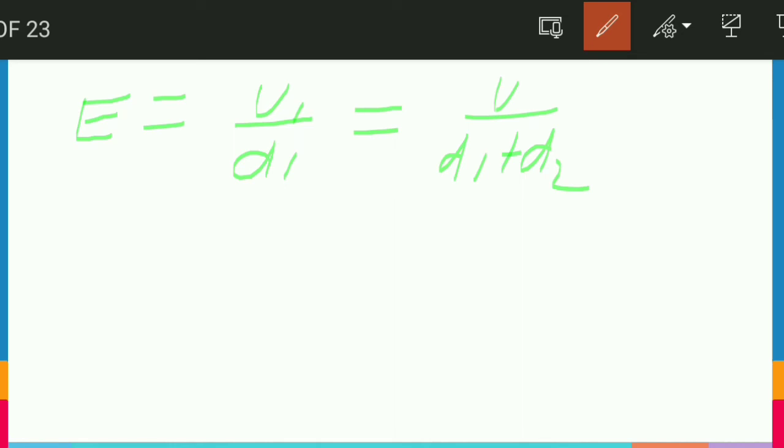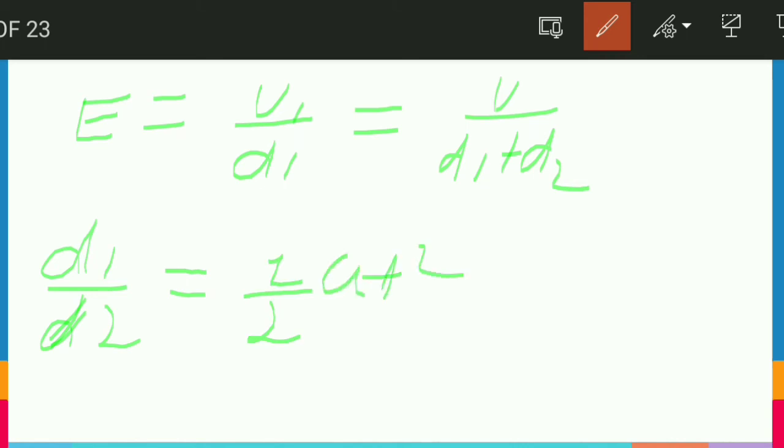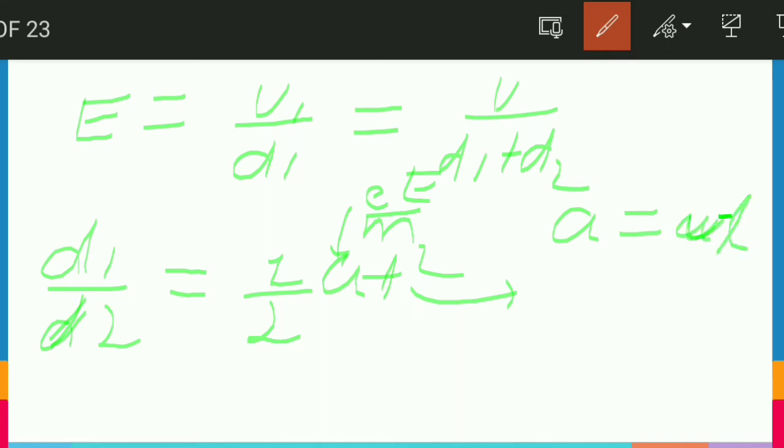So friends, now what we can write, if it has to just escape, then its distance traveled in the vertical direction, which is d1 upon 2, should be equal to half a t square, where we know a will be equal to E upon m. And can you think what t will be? Actually, we can write a equals v into t, where v is our initial velocity, and for the minimum case it will be v minimum. So we just replace t here.